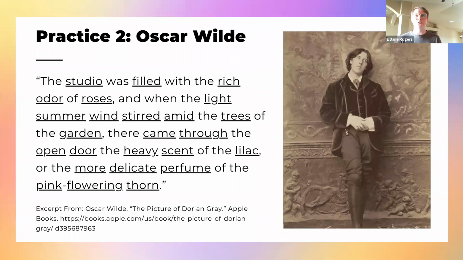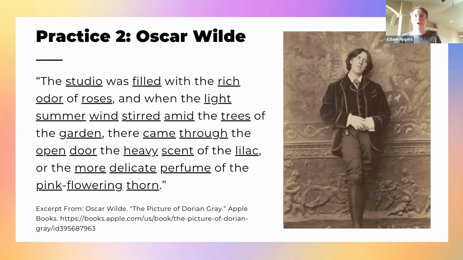So I'll read this for you so you know how it sounds. This is from Oscar Wilde's book, The Picture of Dorian Gray, from page 1. It's the opening paragraph. The studio was filled with the rich odor of roses, and when the light summer wind stirred amid the trees of the garden, there came through the open door the heavy scent of the lilac, or the more delicate perfume of the pink flowering thorn.